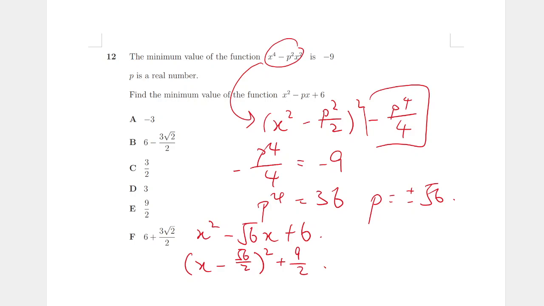Good. Okay, so again, how do I read the minimum? It's just the number outside the bracket. So the minimum of the quadratic is 9 halves. Okay, so the final answer is E.